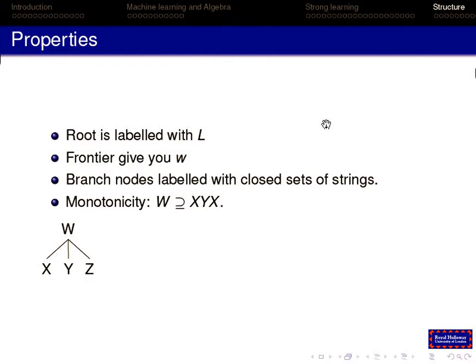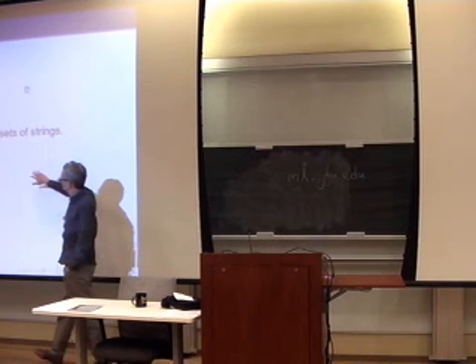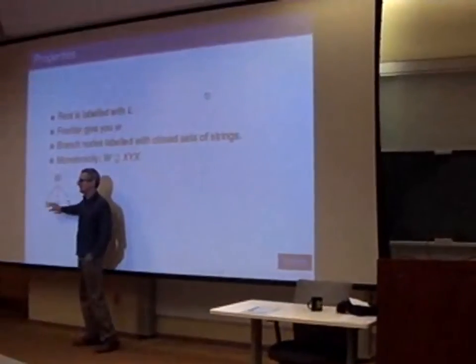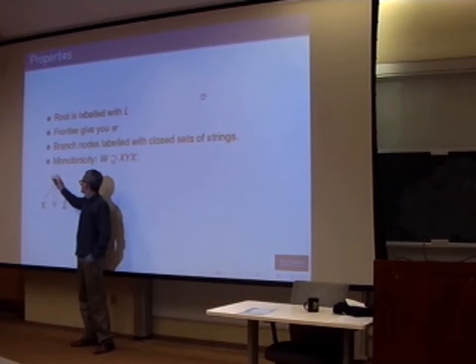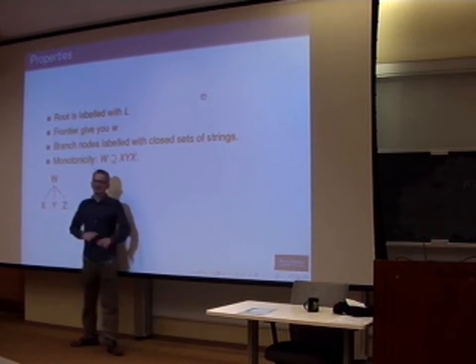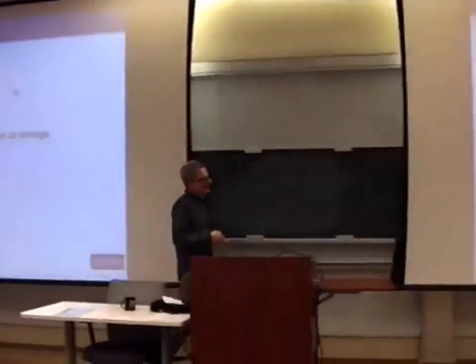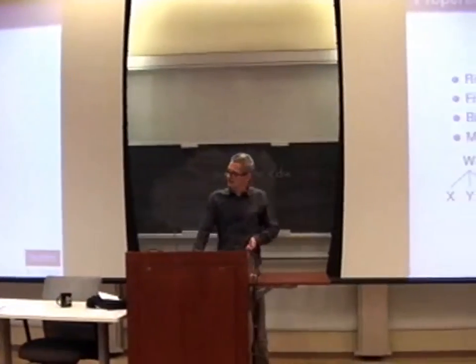The root is going to be labeled with L itself. The frontier is going to give you W. The branch nodes are going to be labeled with closed sets of strings. And at every local tree, we're going to have a monotonicity condition, which is that this W is going to be a superset of the concatenation of the strings at the leaves. Okay, so we're going to have an infinite set of trees like this. And what we want to say now is, well, some of these trees are better than others.